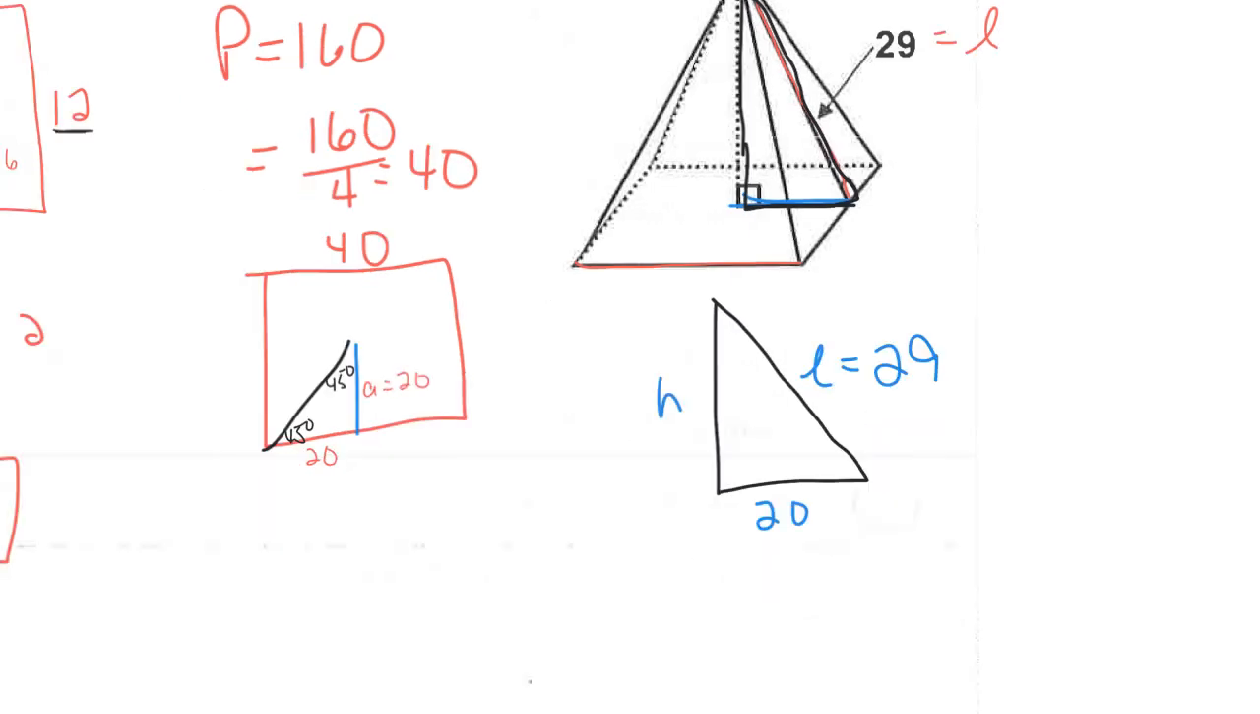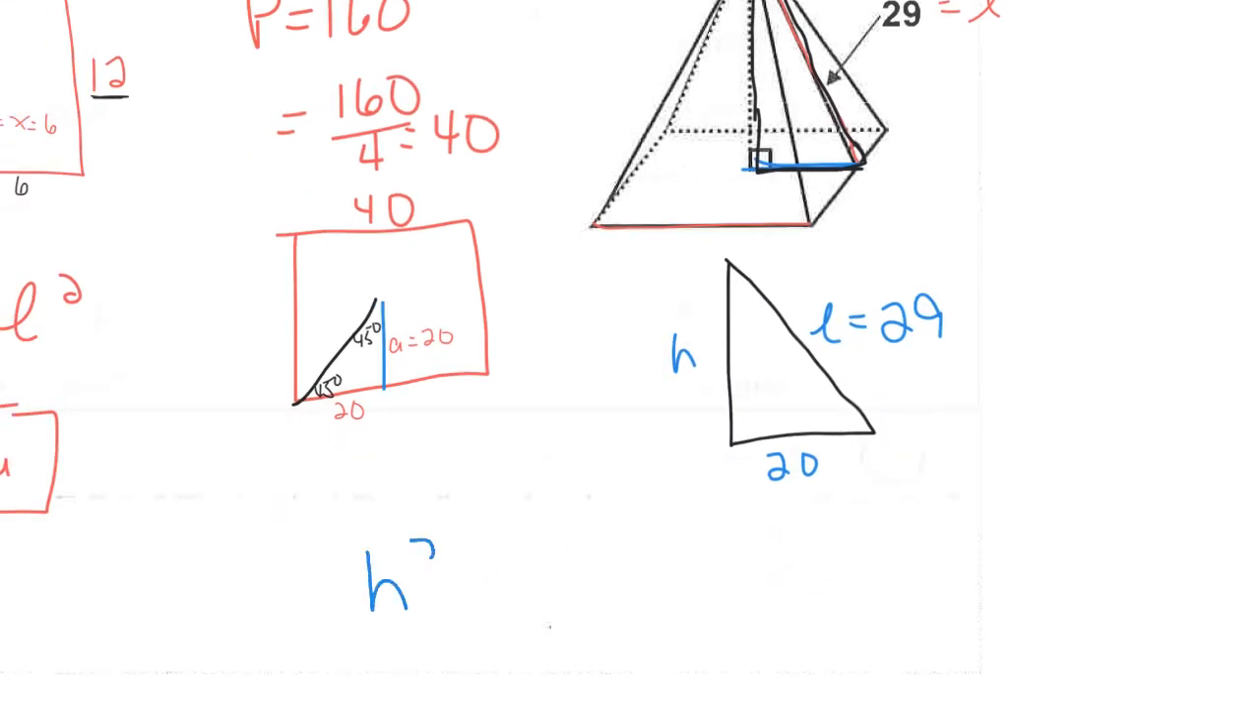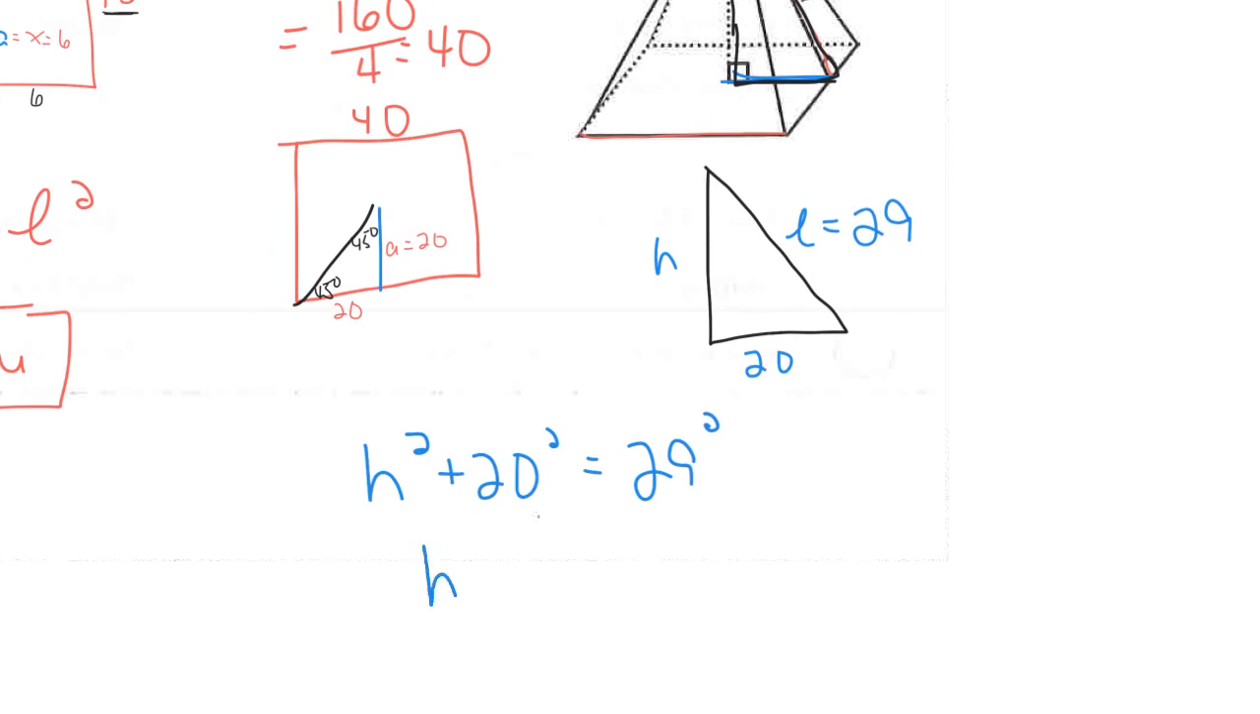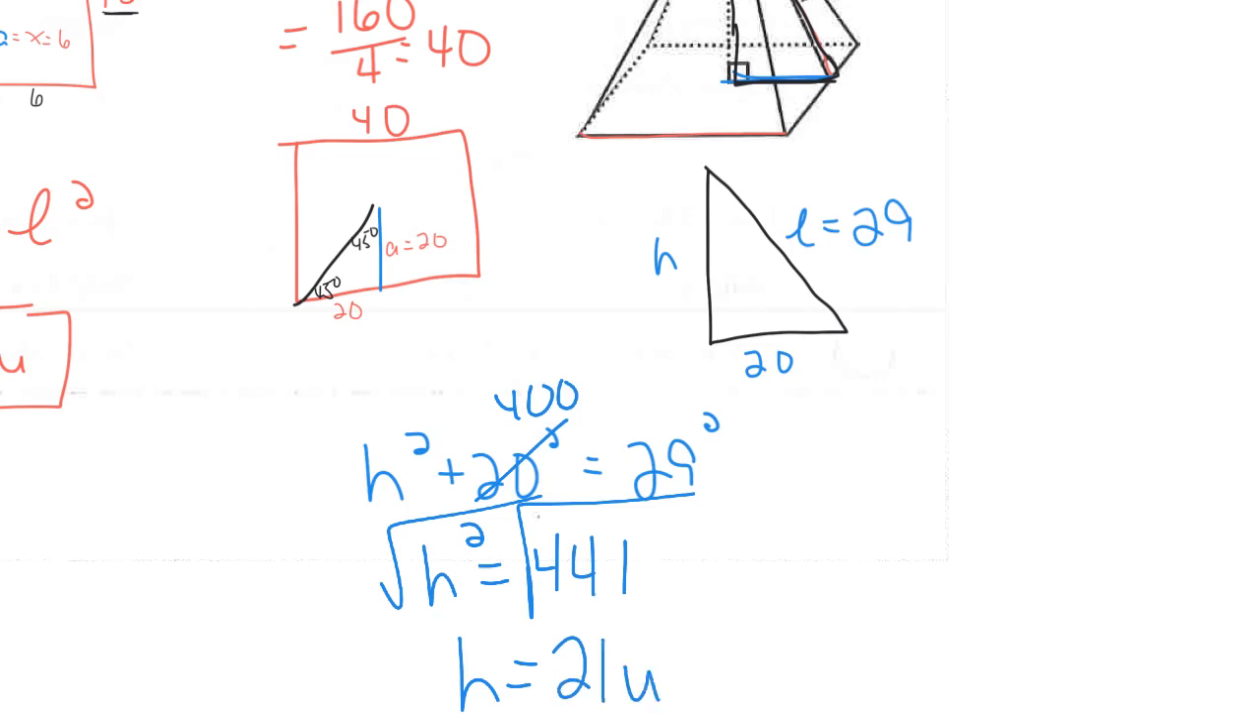So again, I can throw it in the Pythagorean theorem. This one's a little bit tougher. H squared plus 20 squared is going to equal 29 squared. That's H squared equals 441, because that's 400, and I subtracted it from the other side. Then we take the square root of both sides, and the square root of 441 is 21 units.